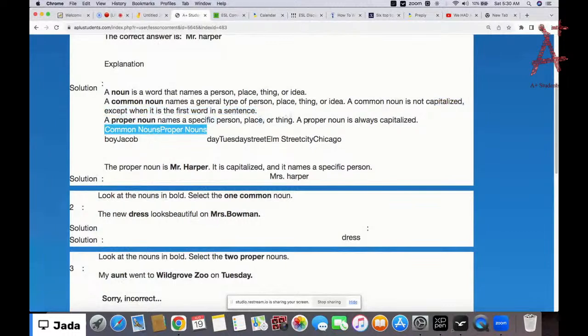Then a proper noun names a specific person, place, or thing. A proper noun is always capitalized. So now the difference: a proper noun is always capitalized and it names a specific person, place, or thing, but a common noun names a general type of person and is not capitalized. Okay, all right, so let's move on to get some examples for common and proper nouns.